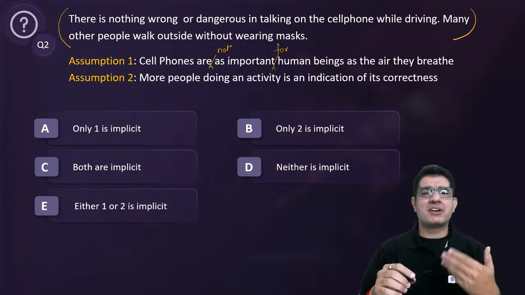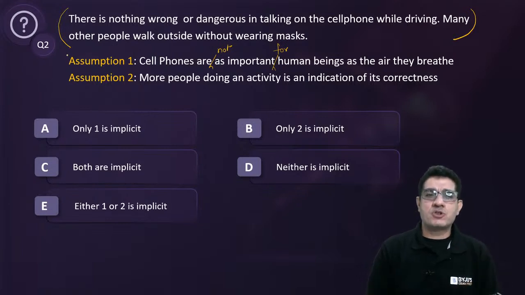Even when you negate it, we can arrive at the conclusion. So this is ruled out. And because assumption 1 is ruled out, I think we can rule out option A, option C.